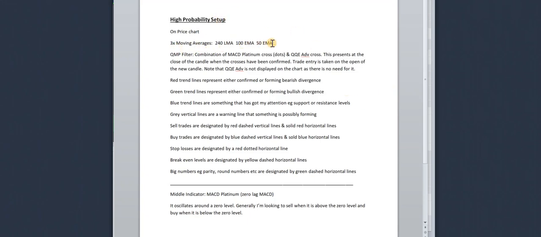We've got 3 moving averages. So there's the settings for the moving averages there. The QMP filter, that's the red and green dots on the chart. It's a combination of MACD Platinum and the QQE Advanced. The QQE you won't see on the chart. I don't need to see it on the chart, so the QMP filter takes care of that. You'll see the MACD Platinum, which is described down the bottom here.